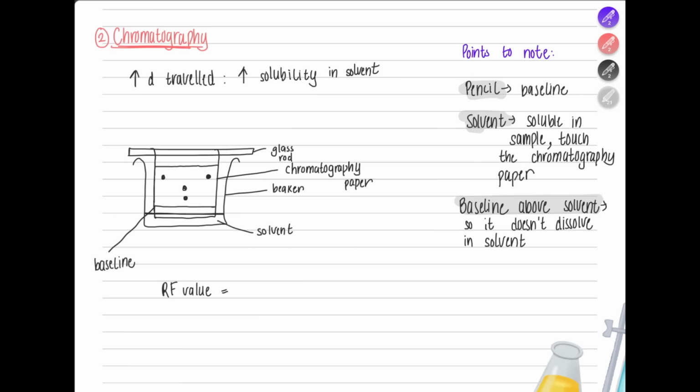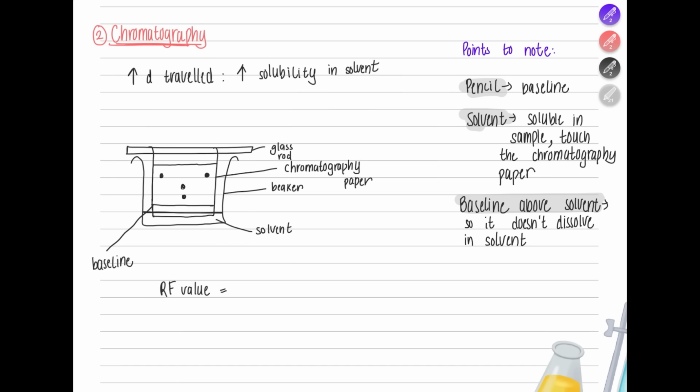So after some time, you might see something like this. You have to calculate the RF value for each of these individual dots. The RF value is the distance traveled by the substance divided by the distance traveled by the solvent. So for example, if this was 20 and this was 40 centimeters, it's going to be 20 divided by 40 equals 0.5. No unit, because this is centimeters over centimeters, they cancel, so there's no unit.